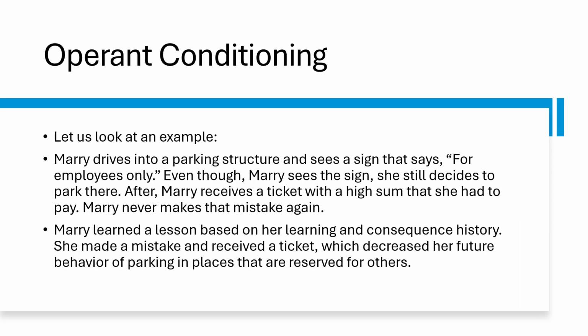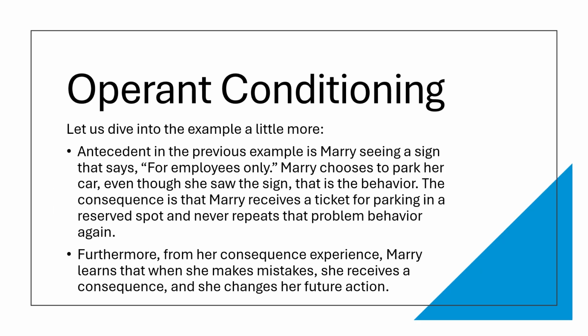Operant conditioning. Let us look at an example. Mary drives into a parking structure and sees a sign that says, "For employees only." Even though Mary sees the sign, she still decides to park there. After, Mary receives a ticket with a high sum that she had to pay. Mary never makes that mistake again. Mary learned a lesson based on her learning and consequence history. She made a mistake and received a ticket, which decreased her future behavior of parking in places that are reserved for others.